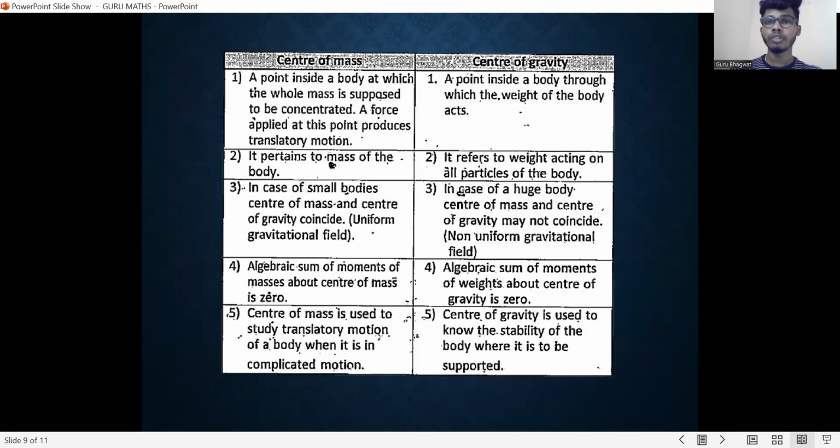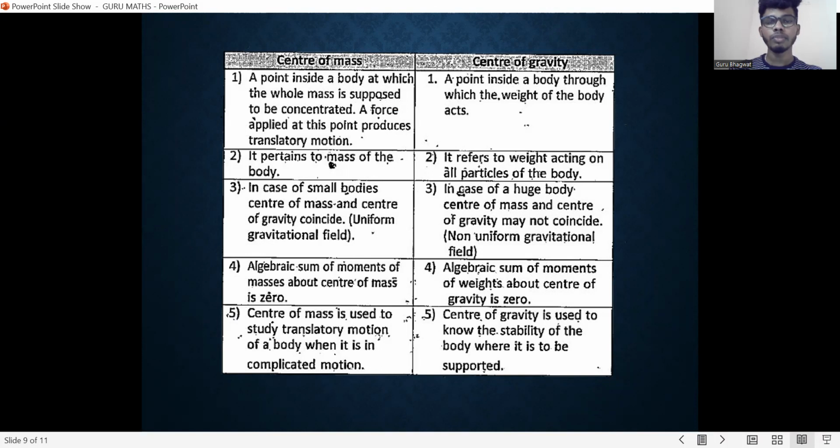Next, center of mass and center of gravity. There are some differences between the center of mass and the center of gravity. The center of mass is a point inside the body where the whole mass is supposed to be concentrated. A force applied at this point produces translatory motion. The center of gravity is a point inside the body at which the weight of the body acts. The center of mass pertains to the mass of the body, while the center of gravity refers to the weight acting on all particles of the body.